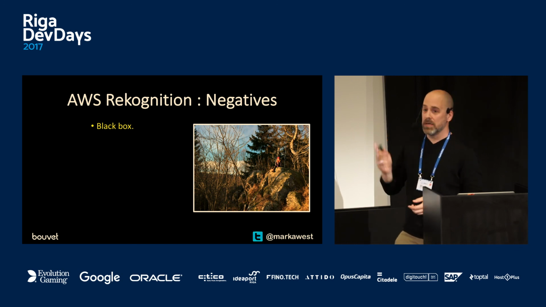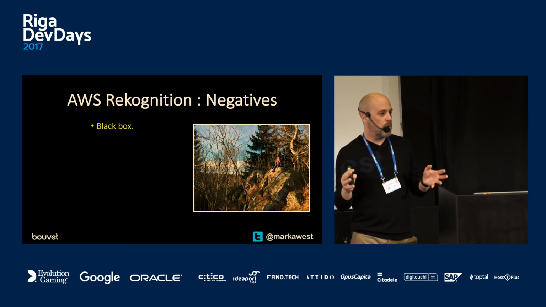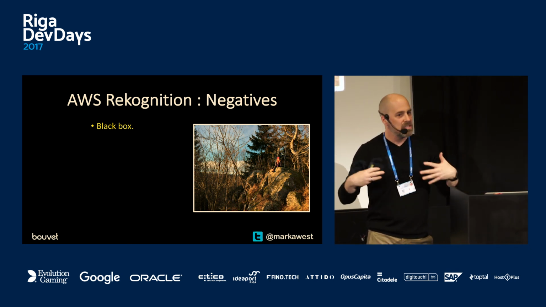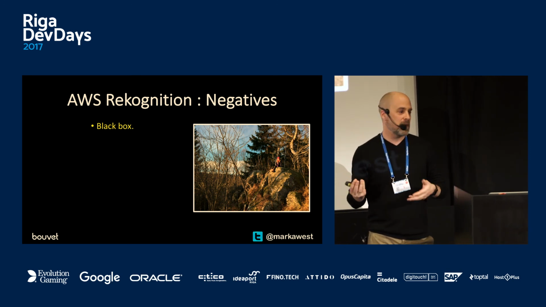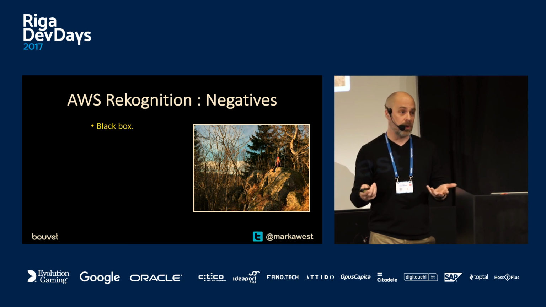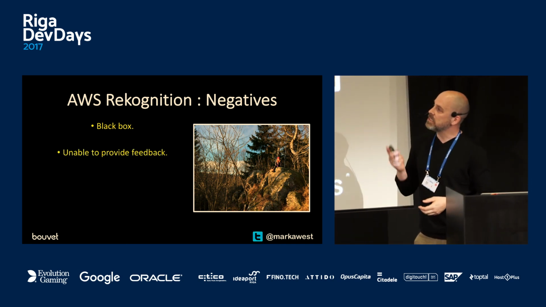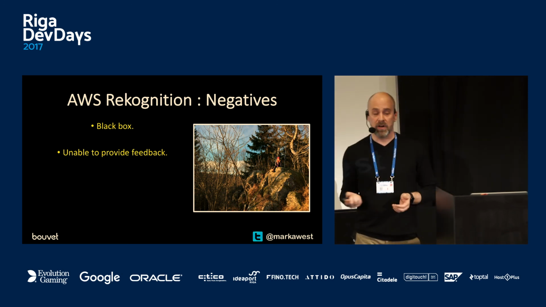On the downside, it's not perfect. It's a black box. So you don't know what you're going to get out of it until you've tested it a few times. So you have to keep sending pictures in there to work out what kind of labels it's going to send back. And there's no telling when they might just change things. Suddenly they might go from a human label to a person label or something like that. That's one drawback. Another drawback is you can't provide feedback.